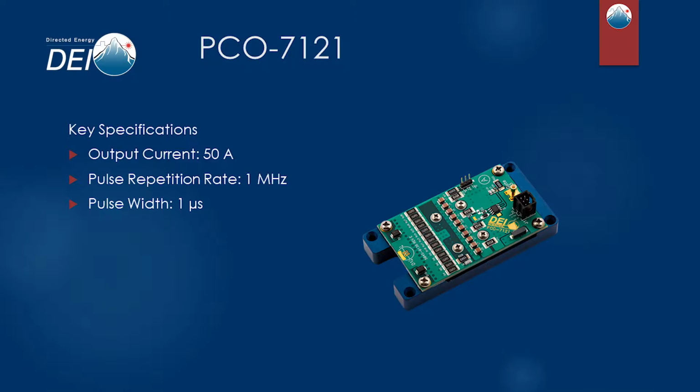PCO-7121 laser diode driver. This device has specifications of 50 amps of output current, up to 1 megahertz pulse repetition rate, and up to 1 microsecond pulse width. However, you cannot get all three of those items at the same time.